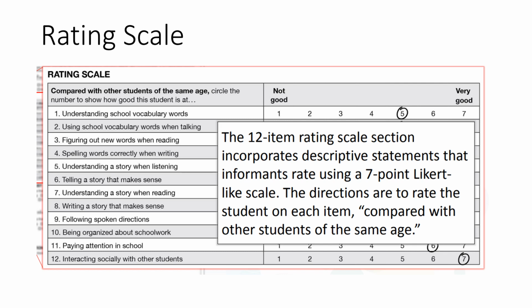So the rating scale consists of 12 statements describing various language and literacy skills and related abilities. So a teacher is asked to complete this and rate a student on each of these items compared with other students of the same age. So questions 1 through 8 have a language and literacy focus. And then questions 9 through 12 are the related cognitive and social skills that are related to language and literacy. And then a teacher is asked to rate a student on a scale of 1 to 7, with 1 being not good and 7 being very good.